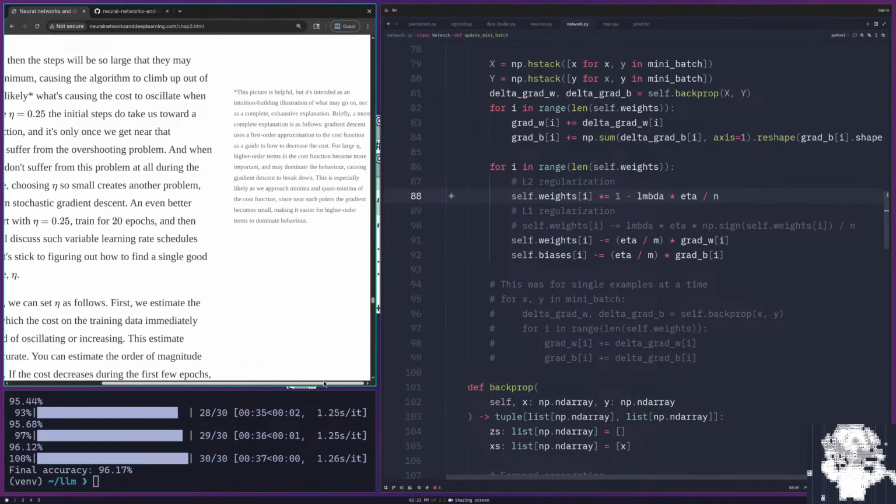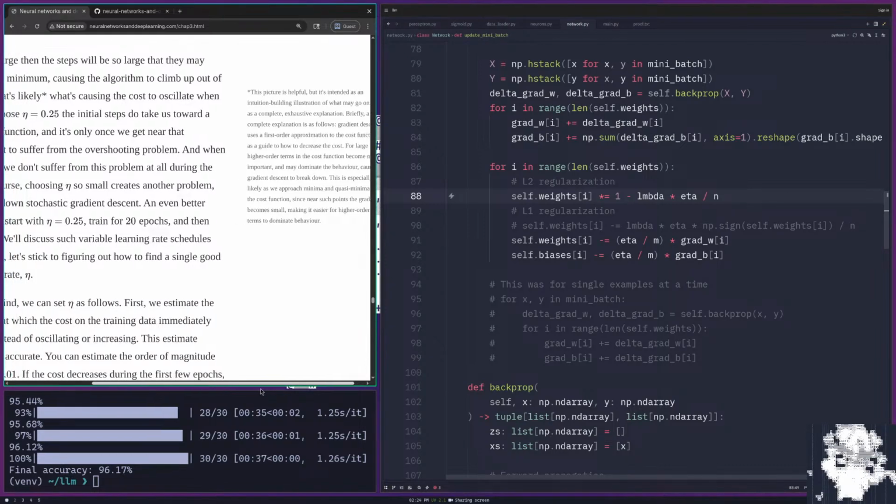Footnote. The picture is helpful, but it's intended as an intuition-building illustration of what may go on, not as a complete, exhaustive explanation. Briefly, a more complete explanation is as follows. Gradient descent uses a first-order approximation to the cost function as a guide to how to decrease the cost. For large eta, higher-order terms in the cost function become more important and may dominate the behavior, causing gradient descent to break down. This is especially likely as we approach minima and quasi-minima of the cost function, since near such points the gradient becomes small, making it easier for higher-order terms to dominate the behavior.